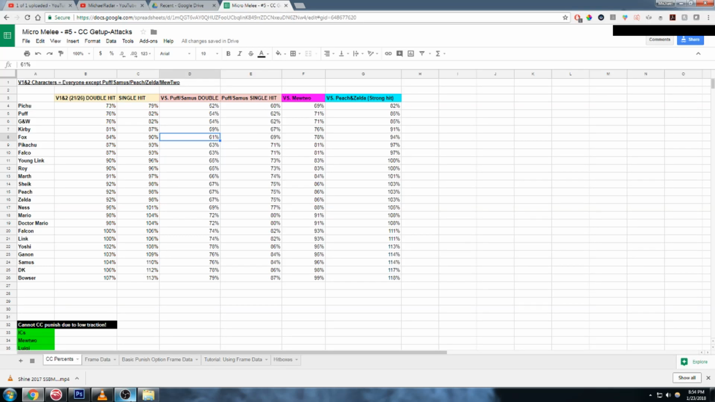Hey guys, so here's the spreadsheet explanation for the CC getup attack video, and I'm just going to get right into it. So on the left, we have the characters. This is what you're looking for. You want to find your main, and then you can find the information of how long you can CC getup attacks until. So if you're a Fox main, you can see I've highlighted it.